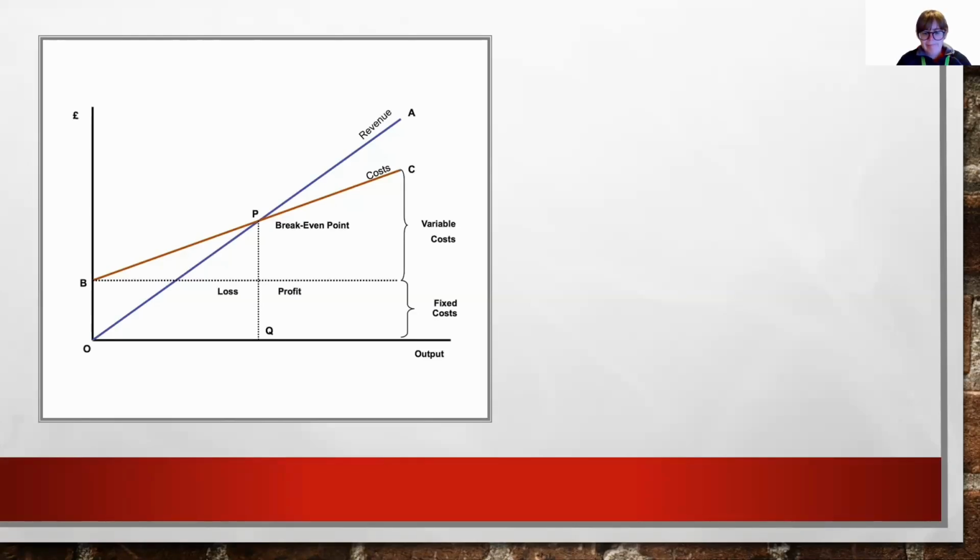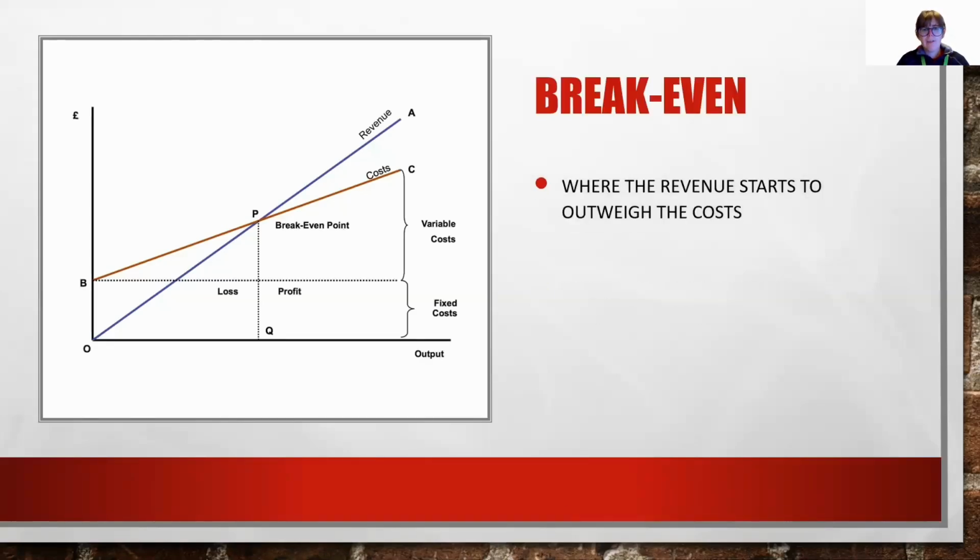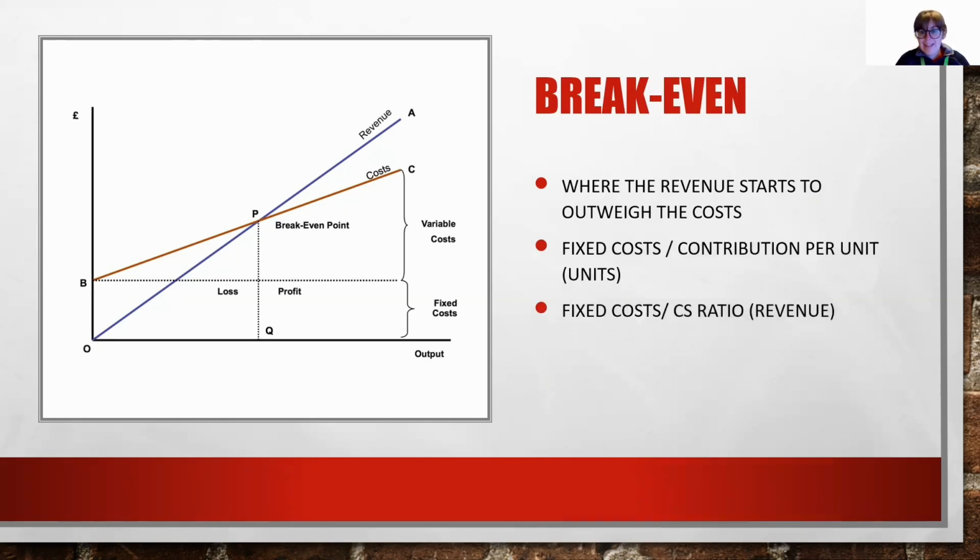Moving on then to break even. Well, I've got a break even graph on the left-hand side of the screen there for you all to see. So break even is where the revenue starts to outweigh the costs. It is the point at which neither a loss nor a profit is being made. But in order to calculate this, there are two methods. If we want to calculate our break even in units, we do our fixed costs divided by our contribution per unit. But if we want our break even in revenue, we do our fixed costs divided by our contribution to sales ratio, which I will talk a little bit about in a moment.